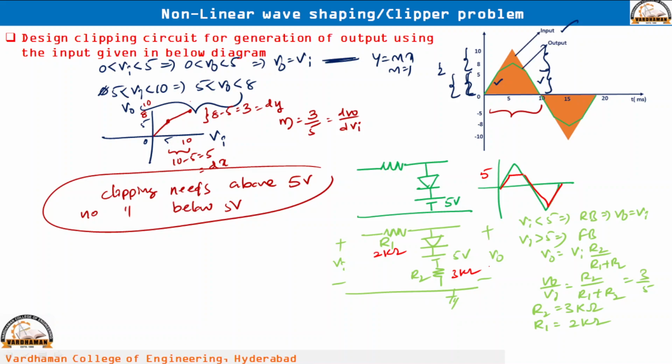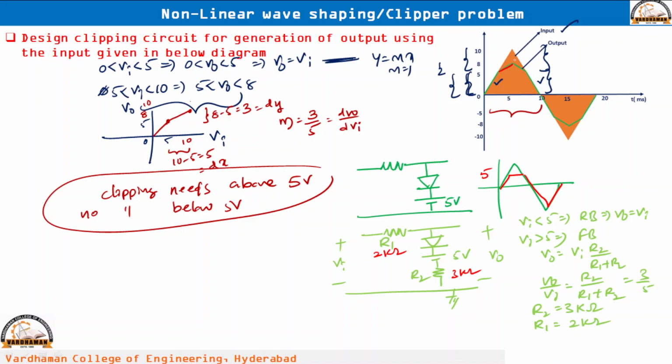Okay, so we have designed the circuit for the upper half cycle. For the positive half cycle of the triangular signal, we have designed the circuit. Now if the input is greater than 5 volts, you are going to get the output like this. The output changes from 5 to 8 only.